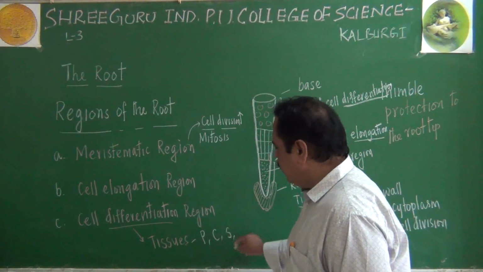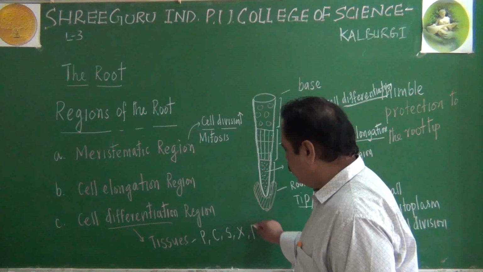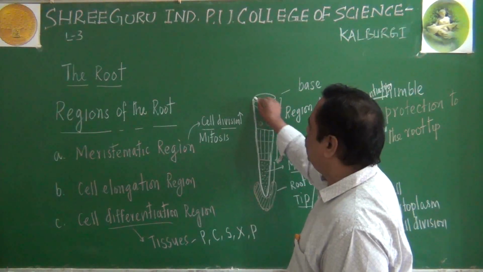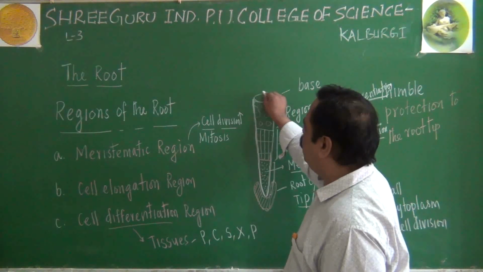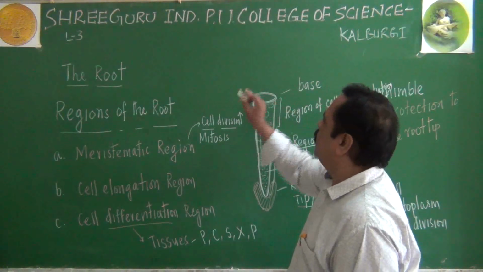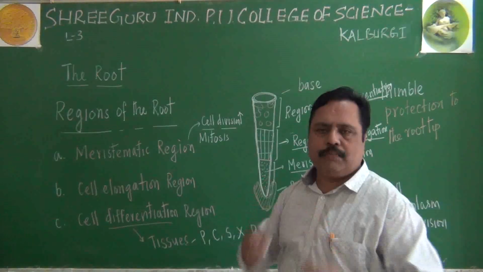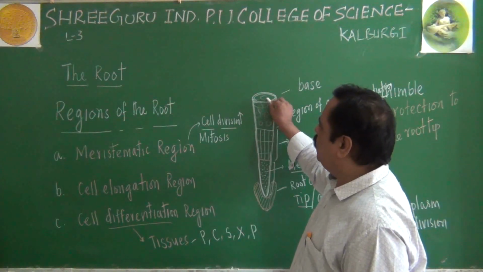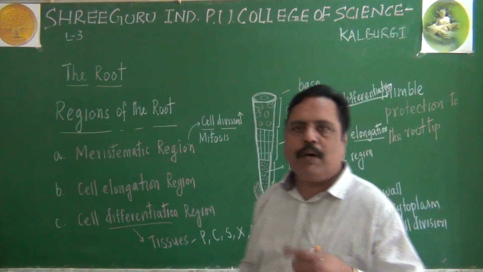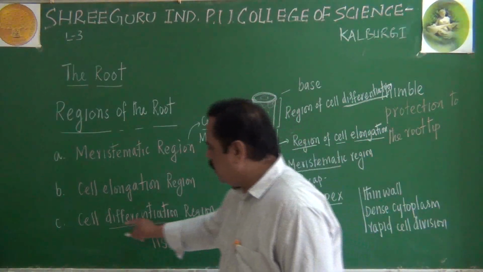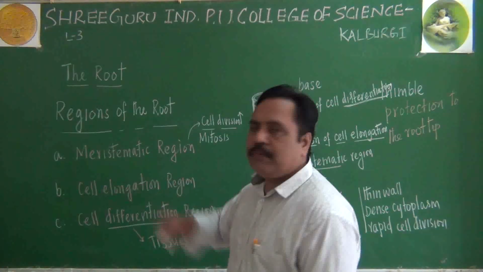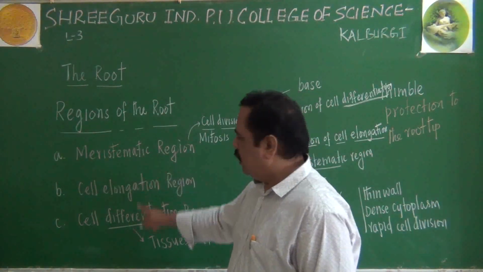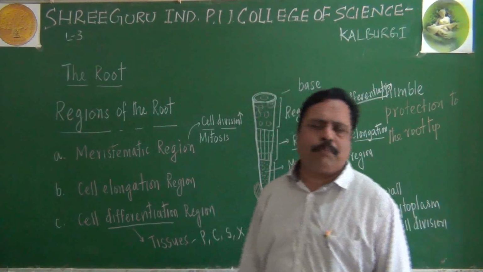Collenchyma, sclerenchyma, xylem, phloem, like that. They will differentiate here. They will become the main root anatomy here. They will become the epidermis of the root, cortex of the root, stele of the root, like that they will modify. Such a modification is called what? Differentiation. Here elongation, here division, and here differentiation. Do you get my point?